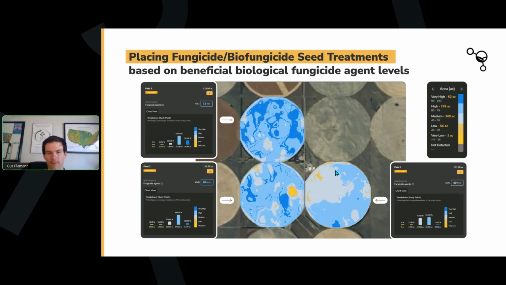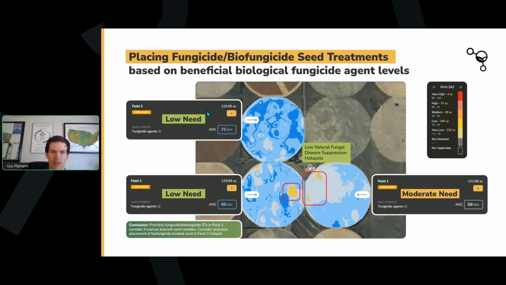And this northwest quadrant, or I'd say northwest third here, is more in the medium range with a few yellow spots. So this field scored on average lower than the other two, and it looks like there's a significant stretch of the field that's scoring in an area where it's not super low, but it could use improvement. So the conclusion here, field 3 is definitely low need for fungicide or biofungicide agents to help bolster the crop's ability to deal with pathogens.